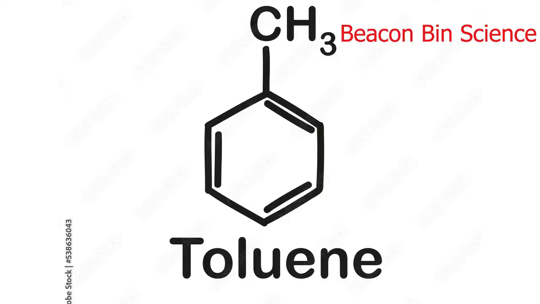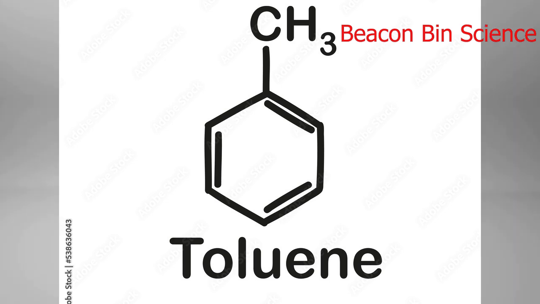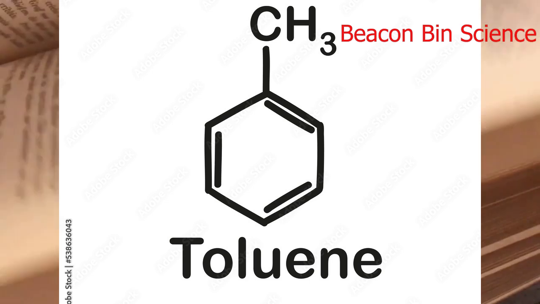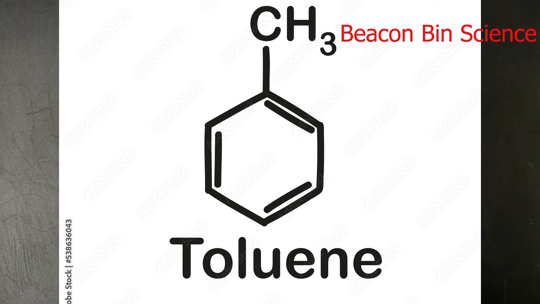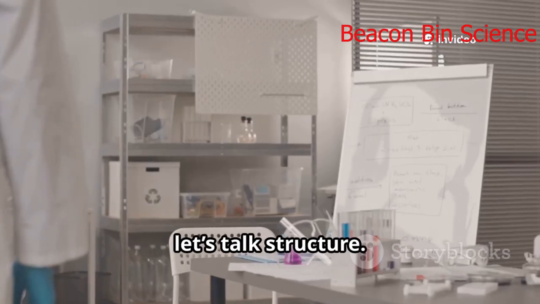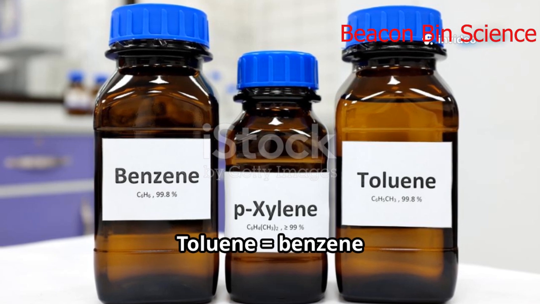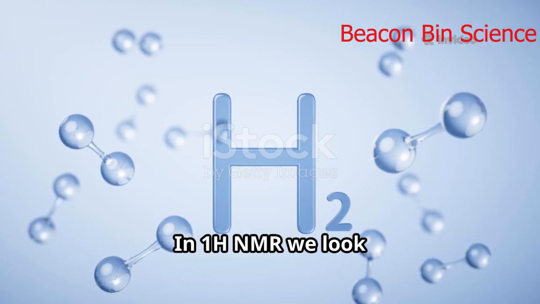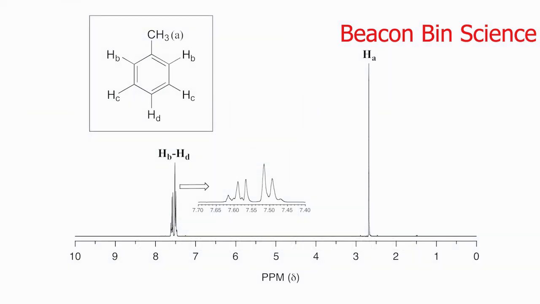Alright, let's break down the 1H NMR spectrum of toluene, also known as methylbenzene. This is a super common molecule in organic chemistry, and its NMR is a classic textbook example. First, let's talk structure. Toluene = benzene ring plus single methyl group. In 1H NMR, we look at hydrogen environments. 2 main types of hydrogens. 5 on the benzene ring, 3 on the methyl group.